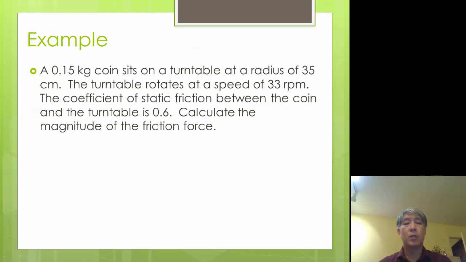So here's a situation. I have a 0.15 kilogram coin that sits on a turntable at a radius of 35 centimeters. The turntable rotates at a speed of 33 revolutions per minute. The coefficient of static friction between the coin and the turntable is 0.6. Calculate the magnitude of the friction force.